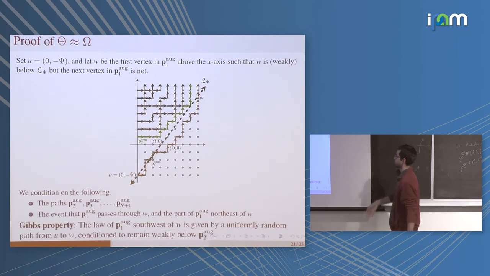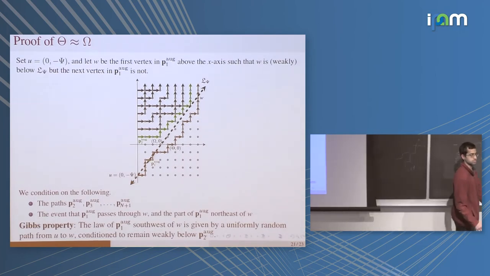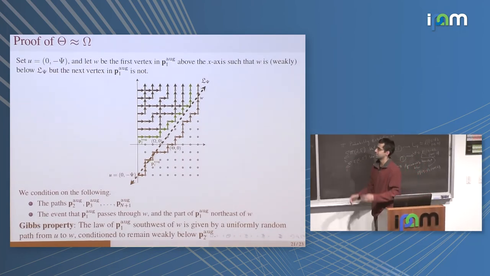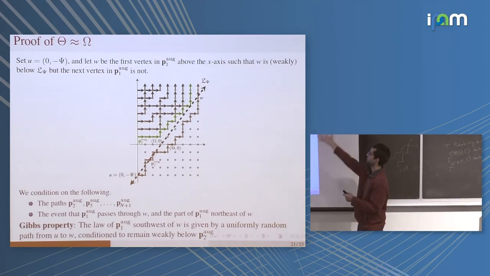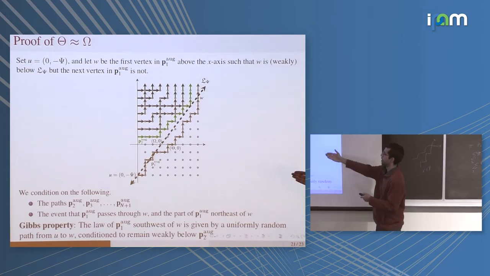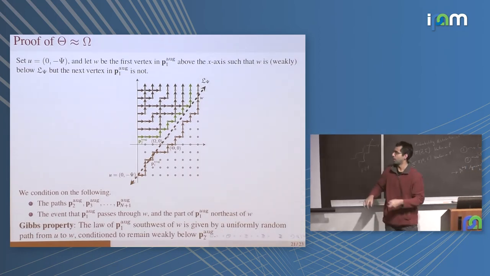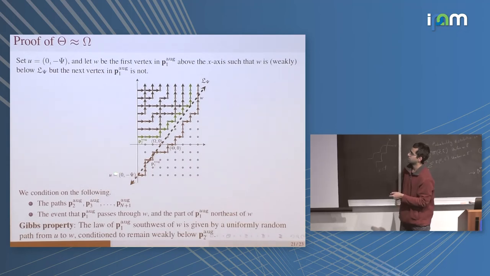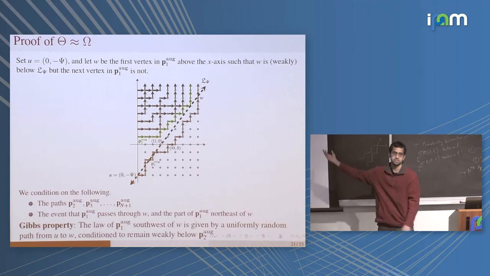And the Gibbs property tells me that the law of this P1 aug is given by a uniform random walk conditioned to lie below P2 aug. The fancy word for this is the Gibbs property, but it's a fairly obvious fact if you think about it for a moment. If I condition everything else, then the law of this bottommost path, this P1, is simply given by a uniformly random walk starting at U and ending at W, but conditioned to not cross P2.